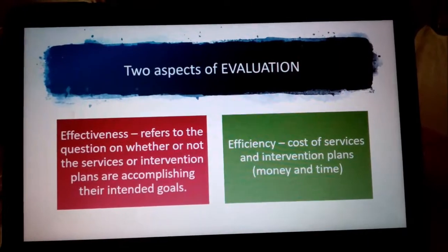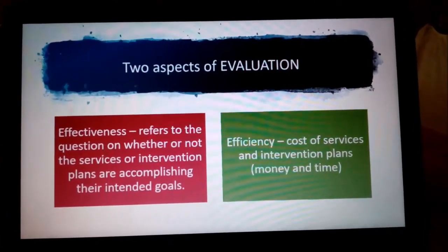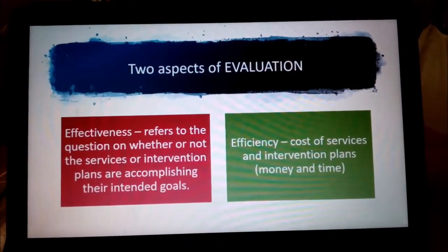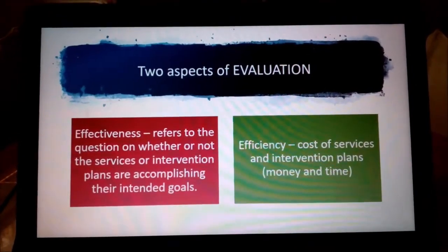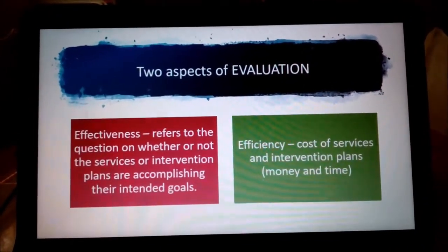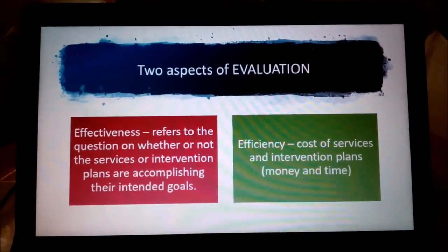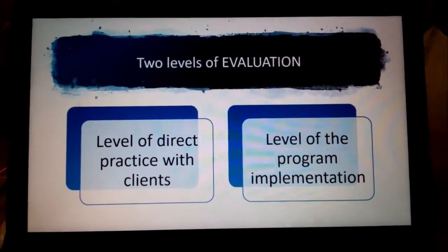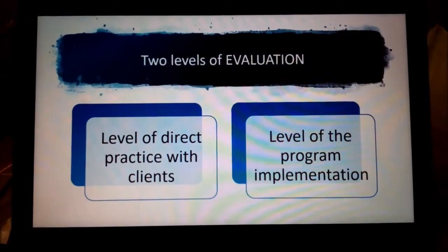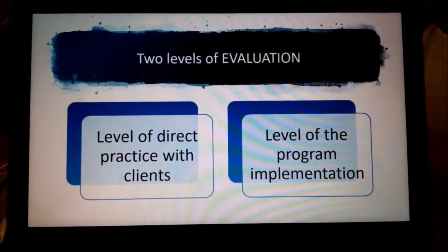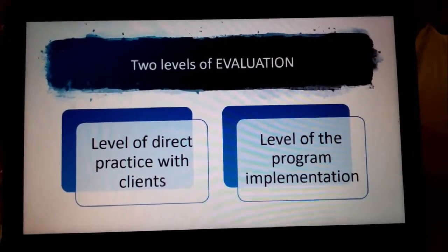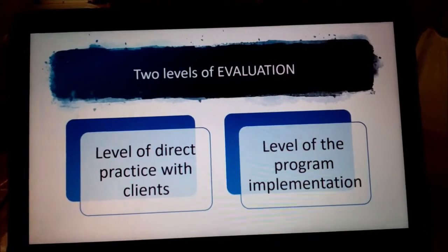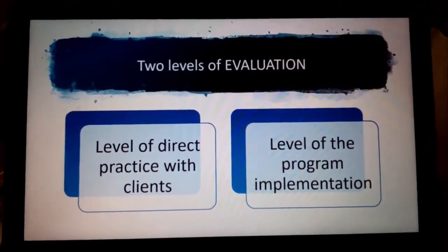Second, we have efficiency. When it comes to efficiency, it involves money, the cost of services. Is the money used efficiently for the population of the community when you intervene with the goals? It's not just the money but also the time spent during the activities or the actions applied by the social workers. So those are the two aspects of evaluation. Next, there are also two levels of evaluation. First, the level of direct practice with clients, the actual practice. And the second one, the program implementation. After they practice their profession, they're going to plan the program for implementation of the plans.